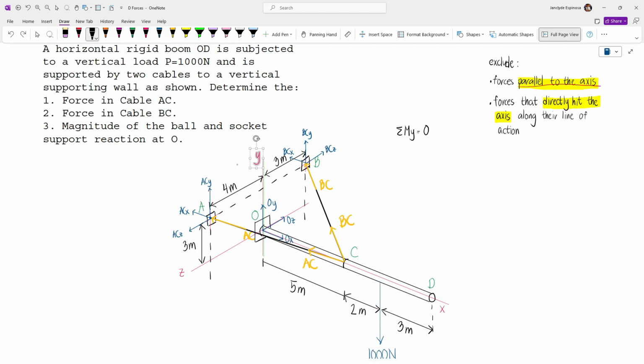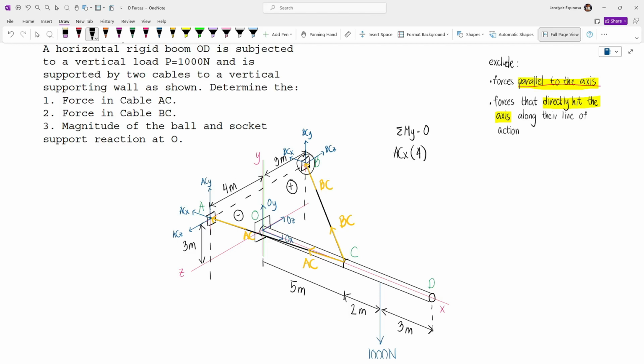And so what's going to cause a moment about the y-axis is the force ACX, and it will have a moment arm of 4 meters. So let's assume that this is the positive direction while this is minus. So applying this force, let's take this as our moment center, it will rotate clockwise. And so that's going to be plus. So we have ACX multiplied by the moment arm, which is 4 meters.